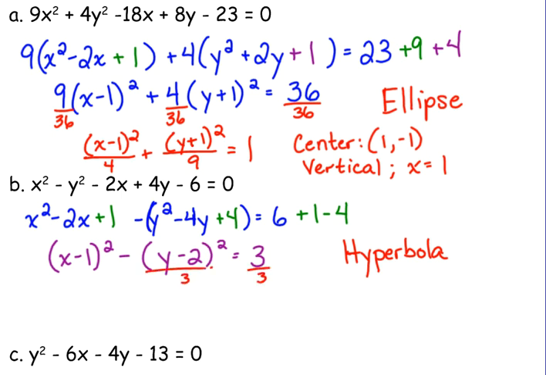A hyperbola is also equal to 1, so we need to go through and divide by 3. There's nothing here to simplify, so that's just x minus 1 squared over 3 minus y minus 2 squared over 3 is equal to 1. Okay, let's talk about some of its characteristics. Which axis is it going to cross?